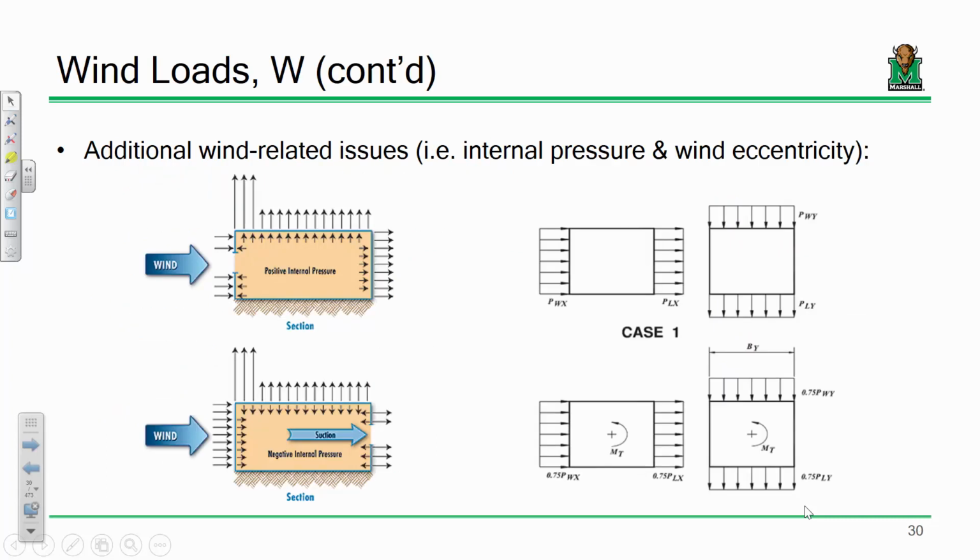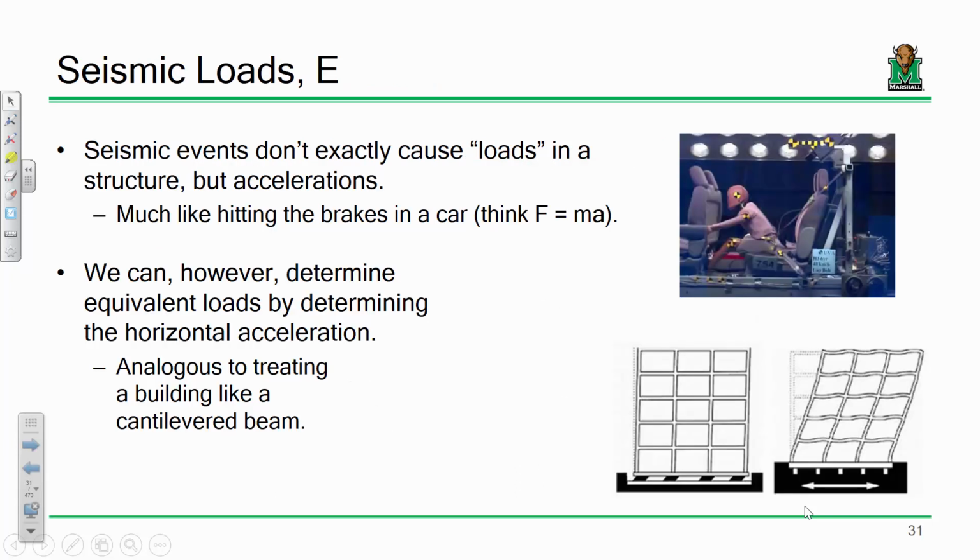Okay. Let's talk about seismicity. Before I do, I just want to make sure I mentioned the two primary other wind-related issues: internal pressure, where you can have positive and negative internal pressure in a building when wind hits it, and also the idea that there are all sorts of different load cases. The wind can hit this way, the wind can hit this way, etc.